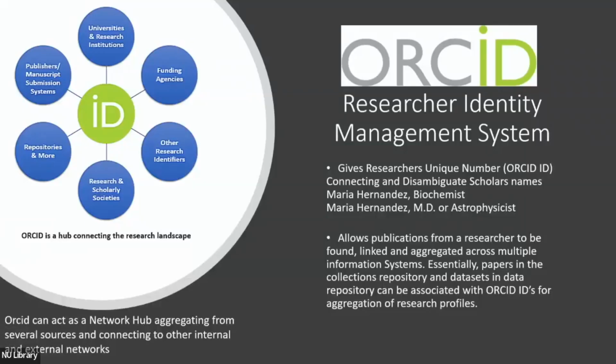ORCID, Research Identity Management System. How many libraries here have ORCID? Okay, so that's a little bit more. So I would say about 35% here. So ORCID is a research identity management system that allows you to disambiguate names.